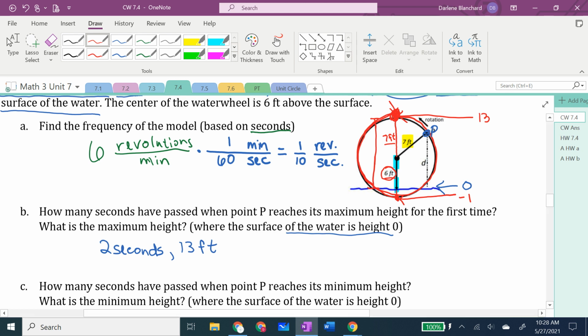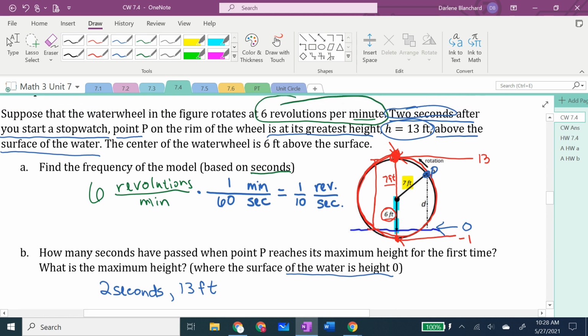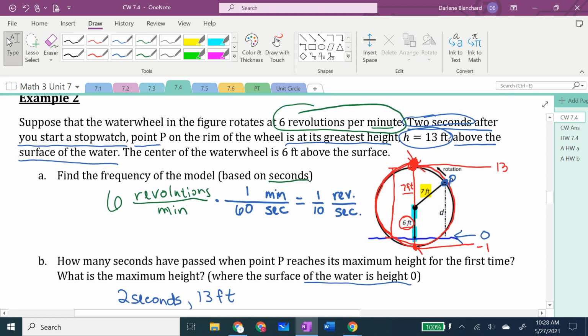So taking a good look at the information we have, how much time does it take to go from the top to the bottom? How much time does it take to go through half of a cycle?